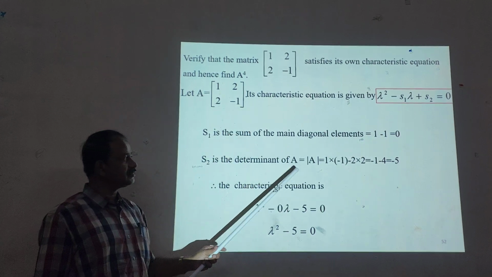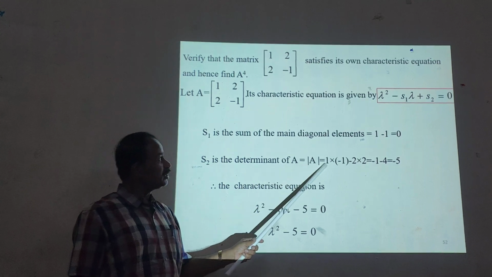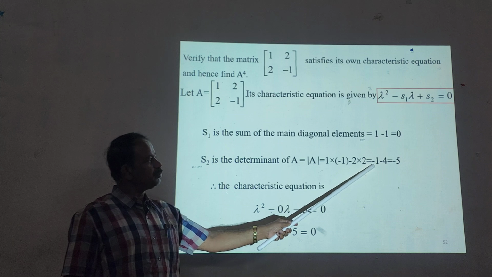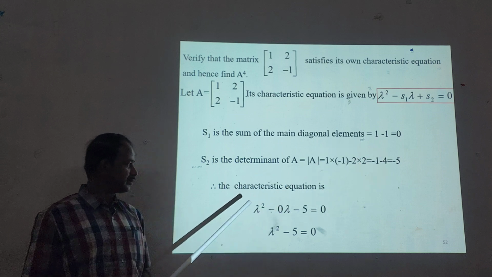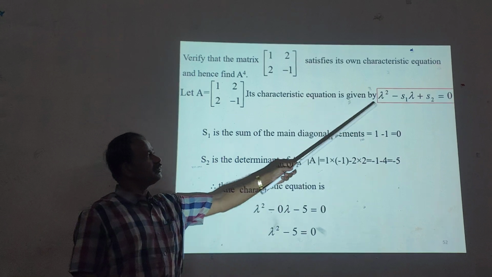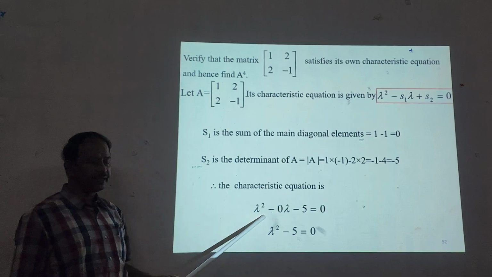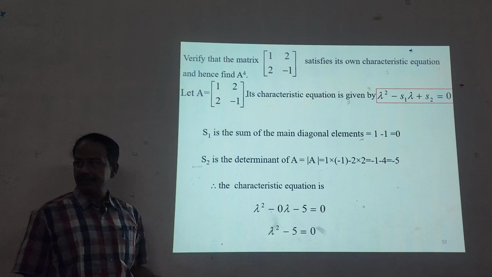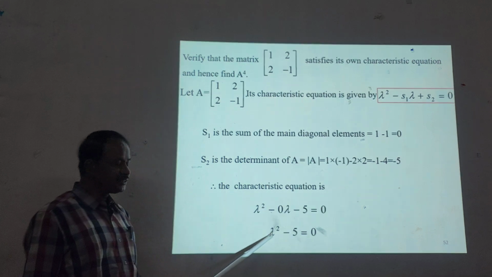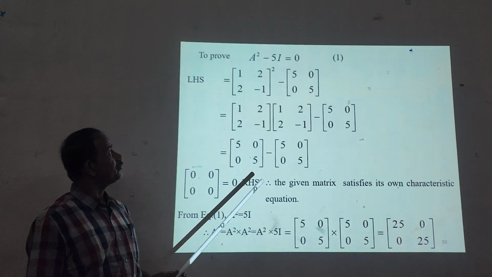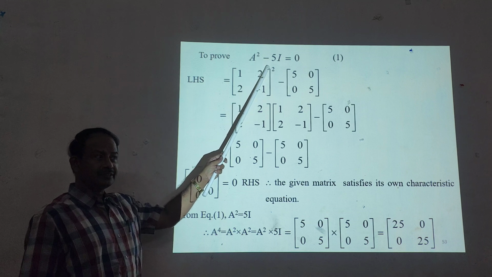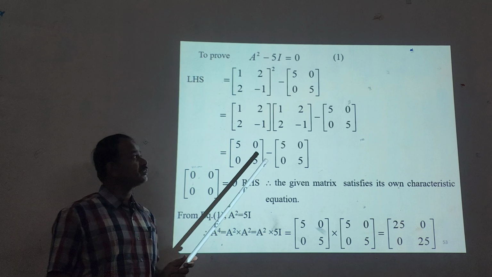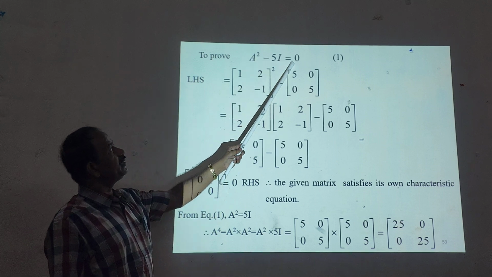S2 is the determinant of the matrix. So you have to find the determinant. So 1 multiplied by minus 1, minus 2 multiplied by 2. That will give you minus 1, minus 4, minus 5. Substituting the values of S1 and S2, we have lambda squared minus 0 lambda minus 5 equal to 0. So we have lambda squared minus 5 equal to 0. So this lambda should be replaced by A, correct? Because we are going to find out whether it satisfies its own characteristic equation or not. So A squared minus 5I equal to 0.